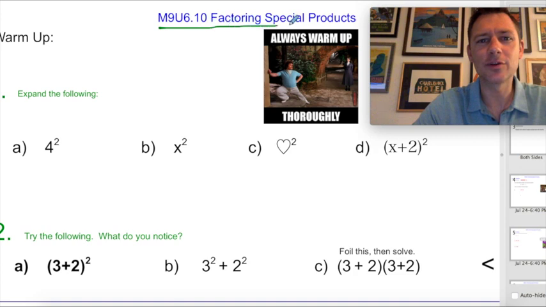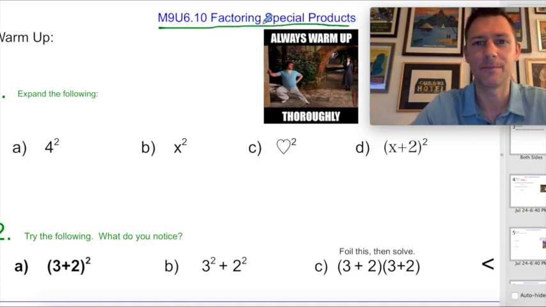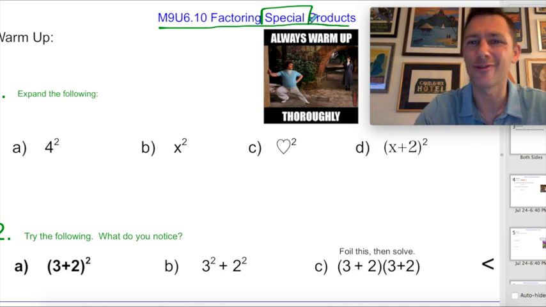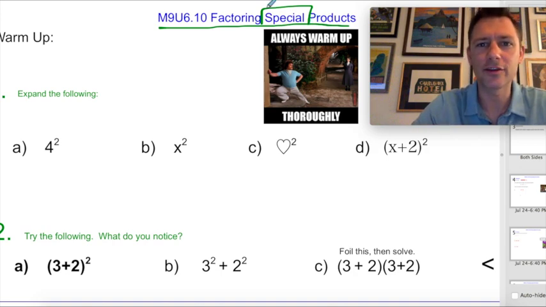At the top of your notes, you're going to put 6.10, factoring special products. All we're doing is trying to have you see patterns and do this a little smoother, a little faster. So drop that in your notes.